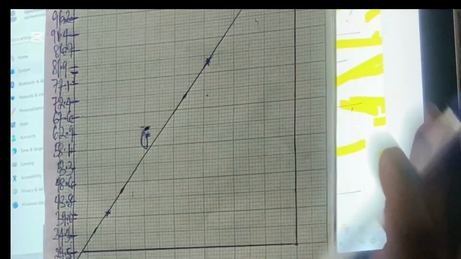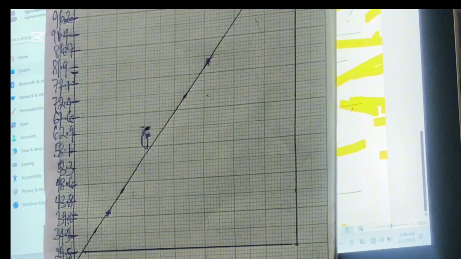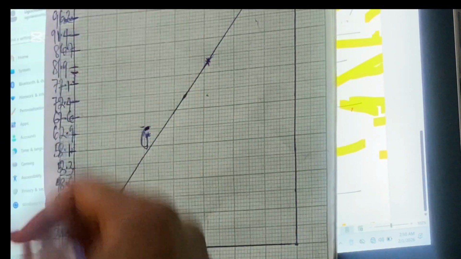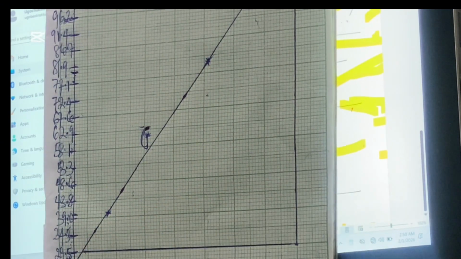If you look into this plotting of graph, it's kind of stressful. So we have a short way to calculate this. All you have to do is identify your interval values, and I'll show you one thing to do.